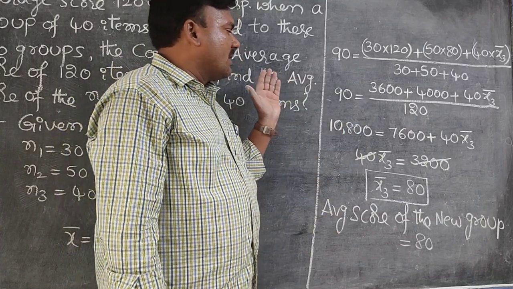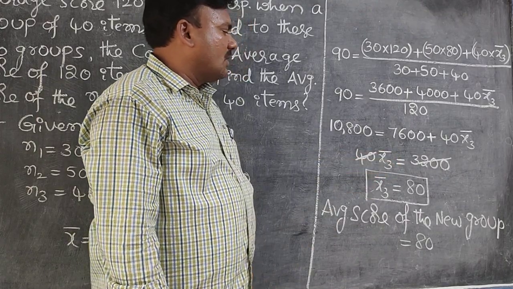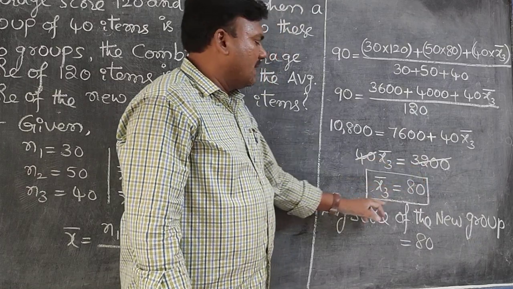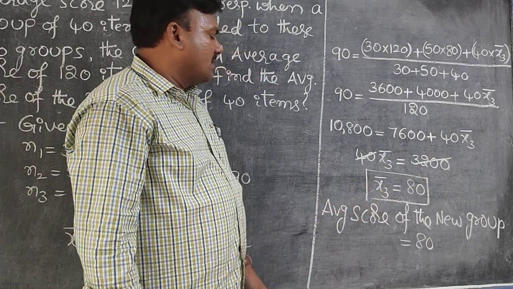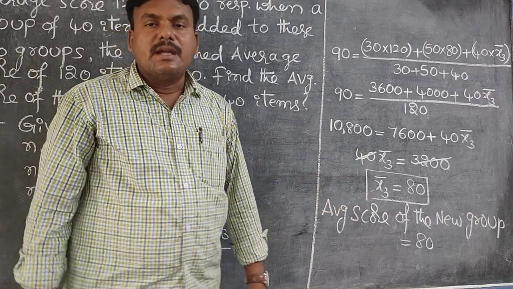Then take the constant value to one side. Then 40 x3 bar equal to 3200. 40 ones are 40, 40 eights are 320, it becomes 3200. Then x3 bar equal to 80. Therefore, the average score of the new group equal to 80.